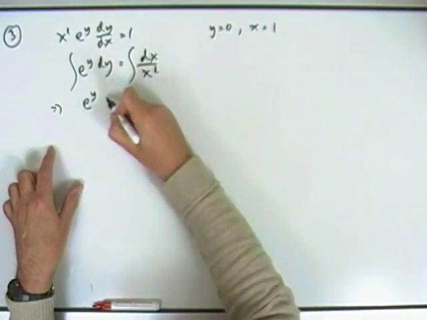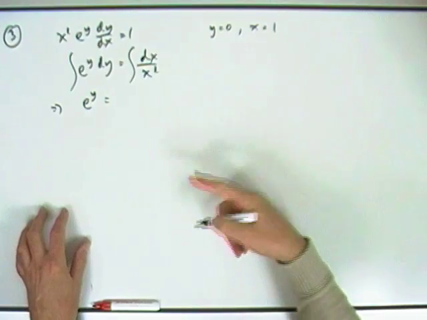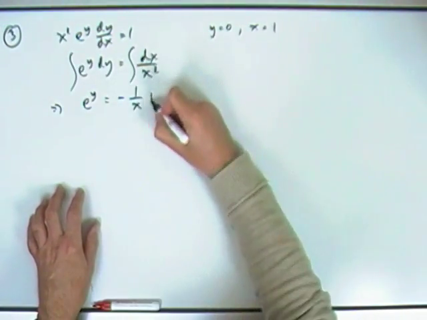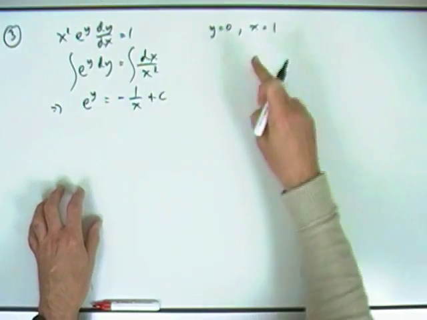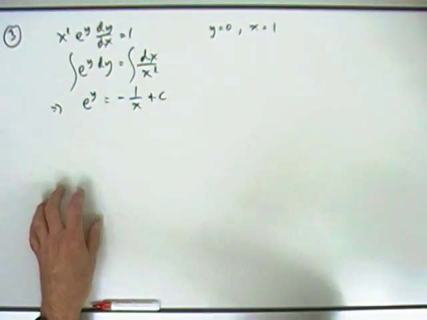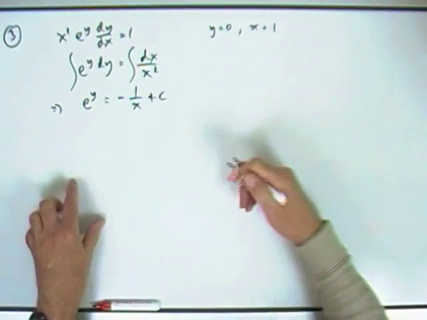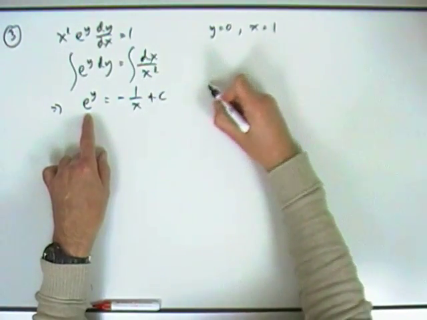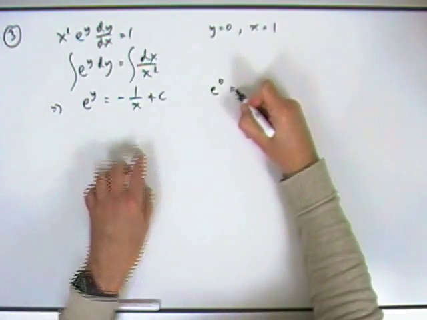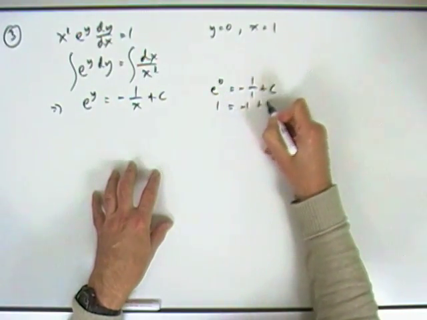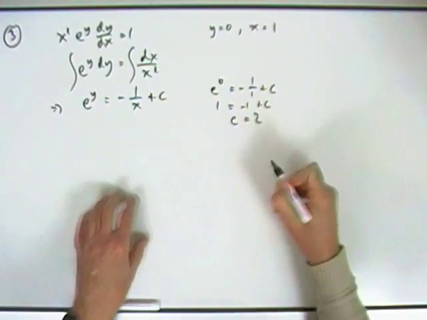So that means that will stay as e to the y. X to the negative 2 will go back up to x to the negative 1, so that's negative 1 over x, and here comes that constant. Substitute in as soon as it appears, rather than letting it snake its way into the various expressions. So as soon as it appears, it'd be this. What have I got? E to the 0 is going to be negative 1 over 1 plus c. Well, that's just 1. 1 equals negative 1 plus c, so c equals 2.